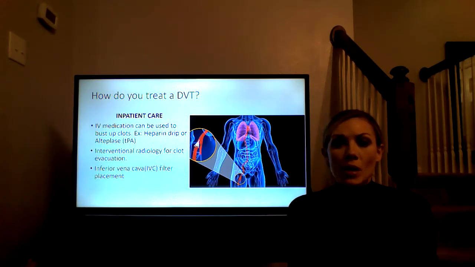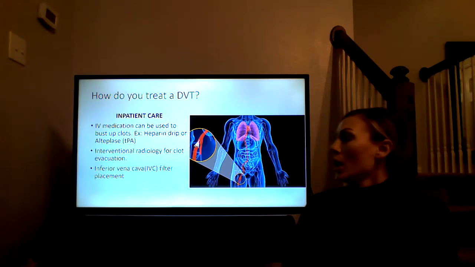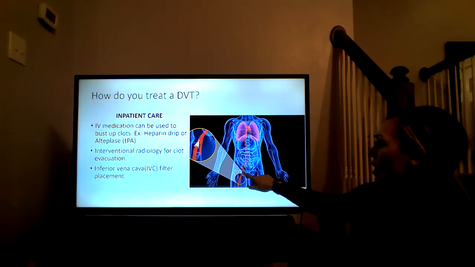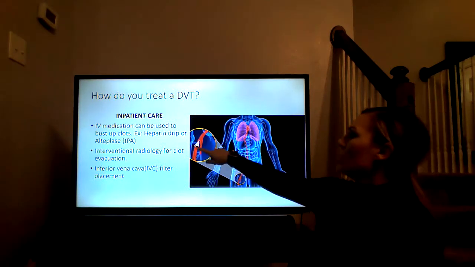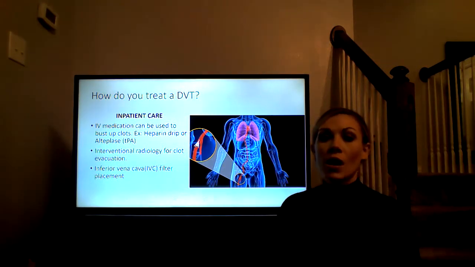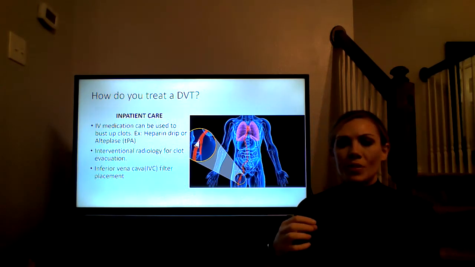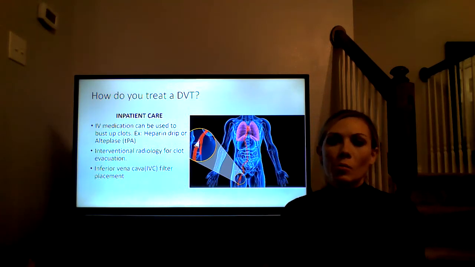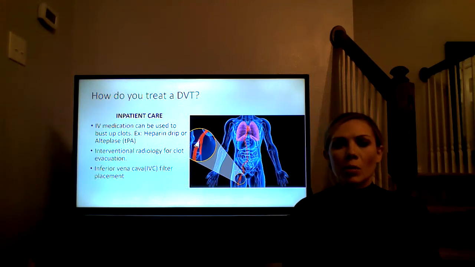They can also be a candidate for an IVC filter, and it's placed right here in the groin, and it looks like a little strainer. So if you're prone to higher clots, or if you have an extensive clot that's present, it helps filter the clot out of the blood so that it doesn't cause any later problems.